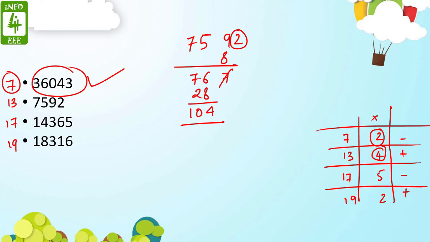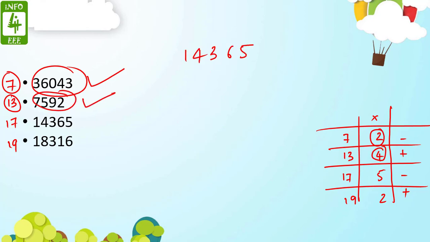If you cannot, then you can apply this once more. Take the last digit, multiply with 4. So this will become 16. So 16 plus this is 26, and 26 is a multiple of 13. So we can say that this number is divisible by 13.